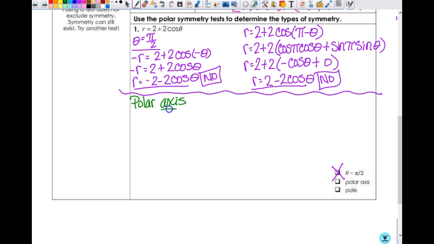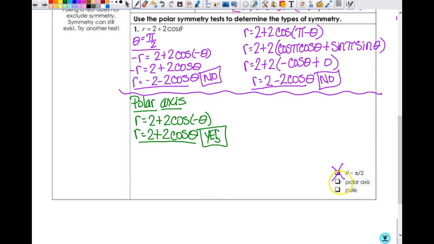So to check polar axis symmetry, we substitute in a positive r and a negative theta. So this would be r equals 2 plus 2 cosine of negative theta. So r equals 2 plus, what's cosine of negative theta? Cosine theta, so plus 2 cosine theta. And I have it simplified as much as possible. Does that match what I had? Yes. So this is a yes. And so I have polar axis symmetry, which means I don't have to check the second version of the polar axis symmetry because I already saw that it's yes.